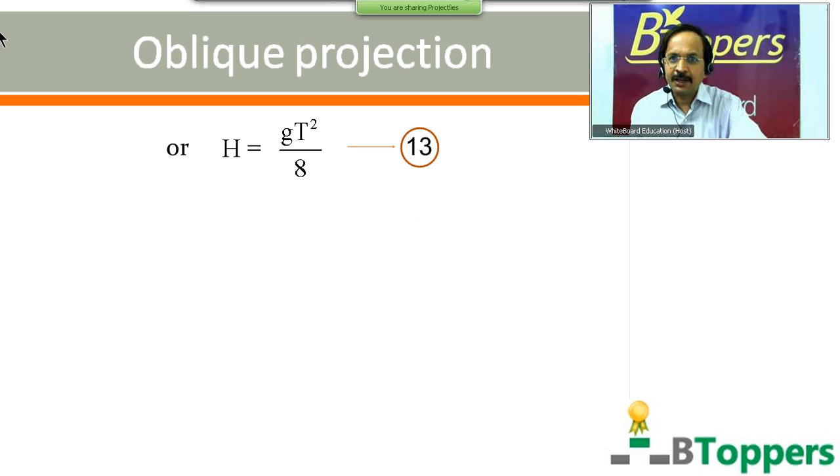The maximum height reached in terms of time of flight of the projectile is given by capital H equal to gT square by 8. Next I would like to show you the calculation for horizontal range of the projectile.